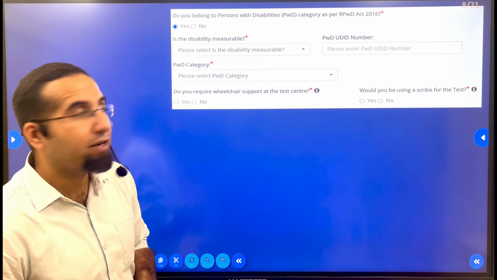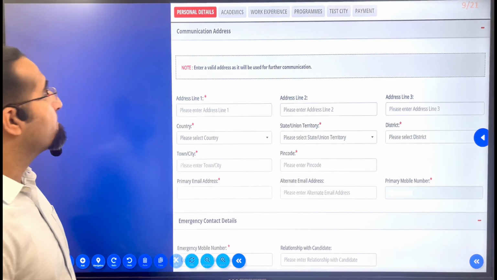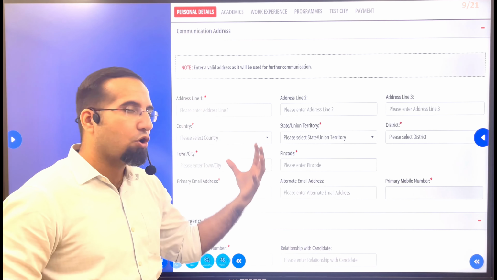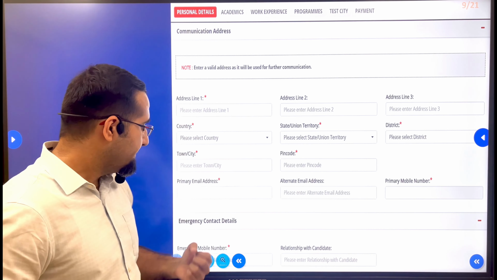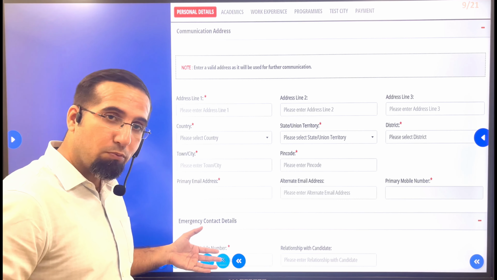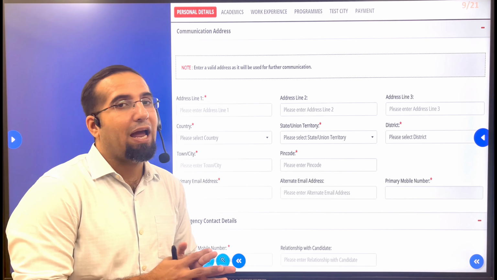Now after this part is over, you can take a deep breath, because at least the first critical area of filling the form is over. Now let's enter the next part. Now come the other personal details like your address and your alternate email address, and then emergency contact details where you have to mention your mobile number and relationship with the candidate.